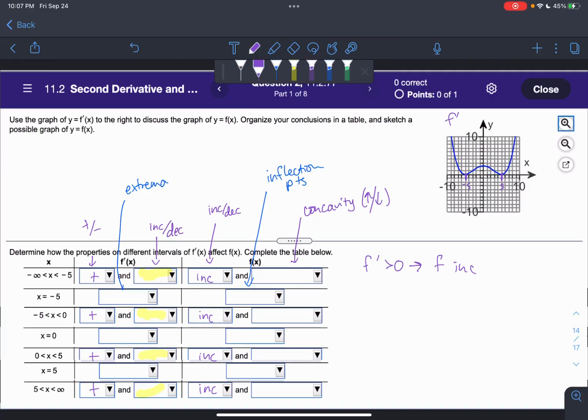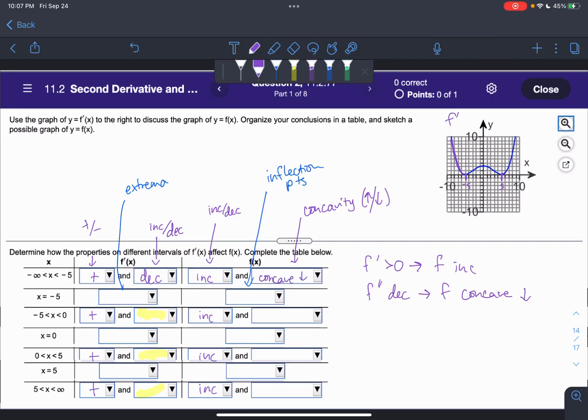But anyway, on the first interval, our f prime is decreasing, left to right. And so when our f prime is decreasing, that means that my f is concave down. So concave down.